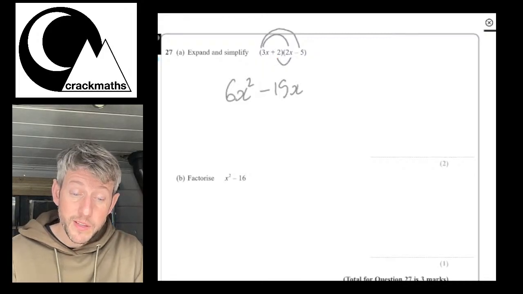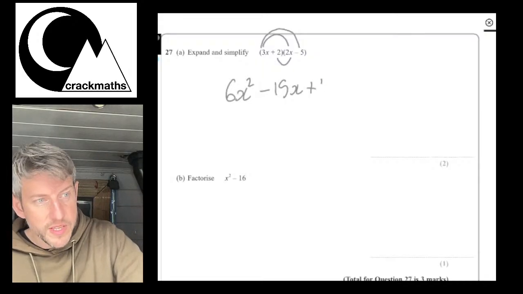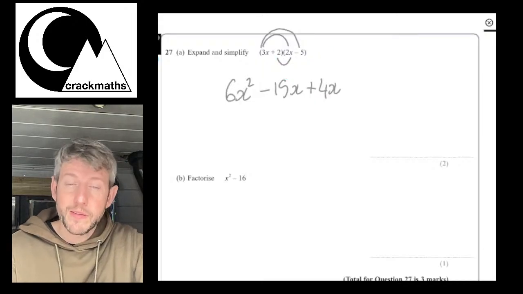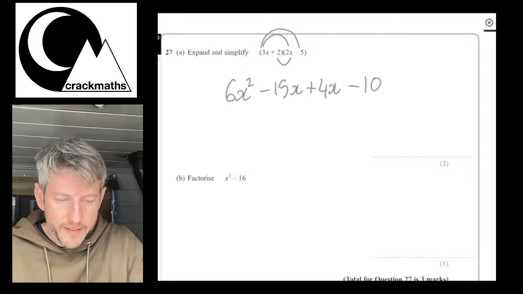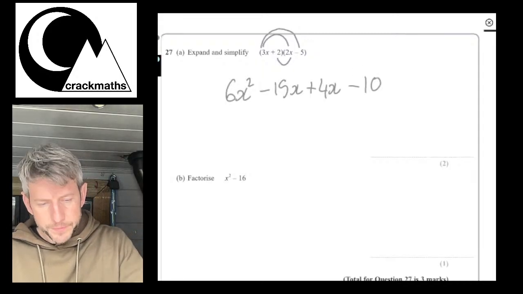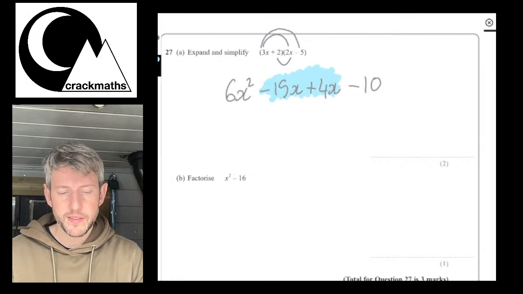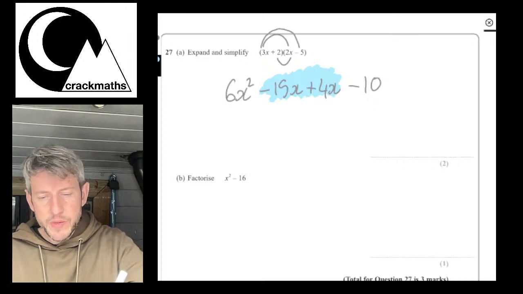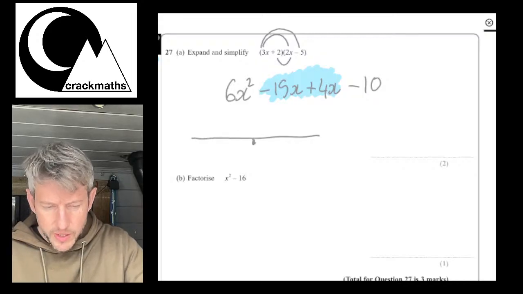2 times 2x is going to be 4x, and they're both positive, so that'll be positive 4x. 2 times minus 5. 2 times 5 is 10, so 2 times minus 5 is minus 10. Okay. And now we need to simplify it. The only bits of this we can simplify are these two bits. So let's say we're starting at minus 15. Remember, I always like to do a number line for here.